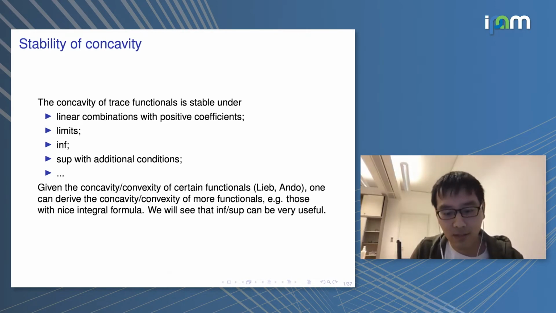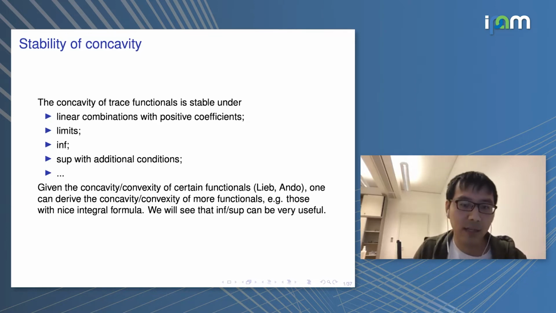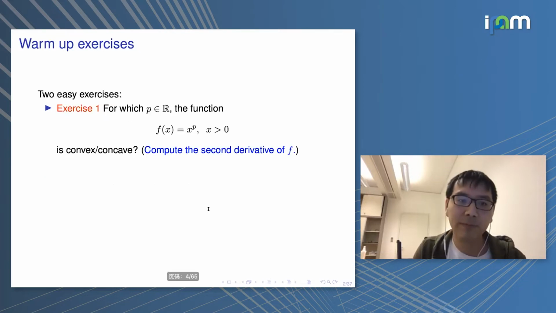So the point is, if we are given the concavity or the convexity of certain functionals, which might be very easy, for example, in this talk the concavity and convexity results of Lieb and Ando, as indicated from the title, then one can try to prove the concavity or convexity of more general functionals. For example, for functionals which admit a very nice integral formula. But in this talk, we will actually see that these infimum and supremum operations can also be very helpful.